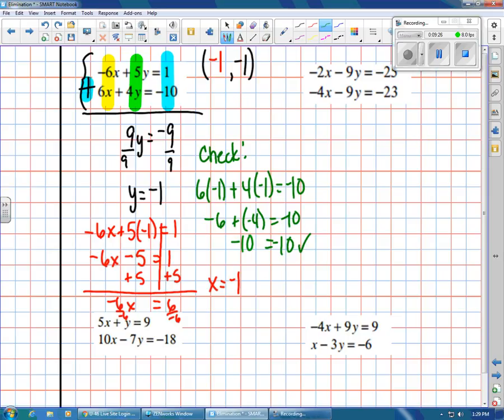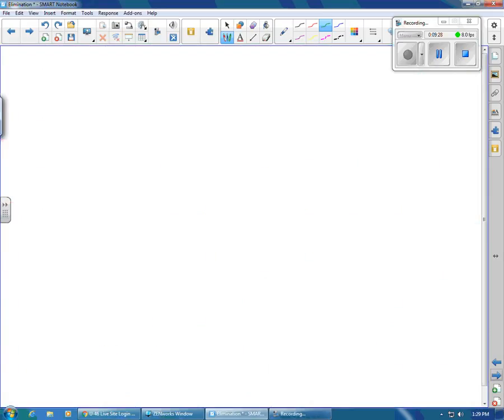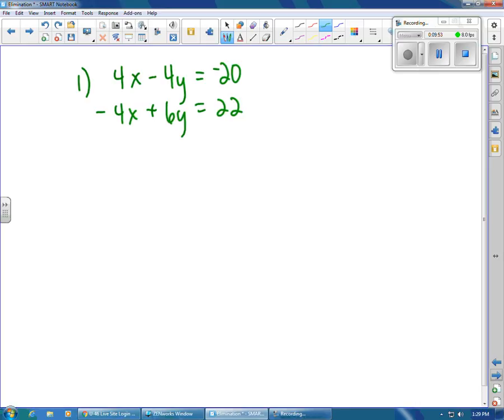What I'd like you to do is flip to the next page. That's your homework page. Your first homework problem is 4x minus 4y equals negative 20, and then negative 4x plus 6y equals 22. I would like you to pause the video and go about solving that problem.